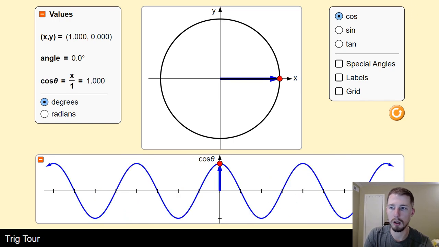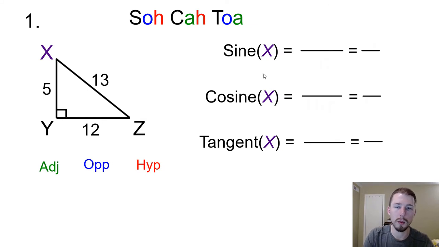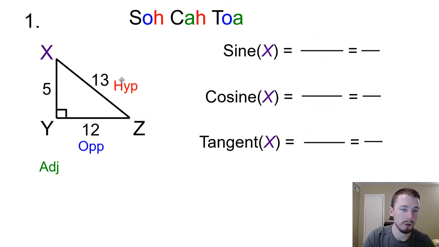Let me go back to what we were doing before. All right, so on number 1, we want to set up our trig functions with respect to x. So our angle is going to be x in this case. So the sine of x is the opposite over the hypotenuse. The opposite side with respect to x is going to be 12. The hypotenuse would be 13, which means the adjacent would be 5.